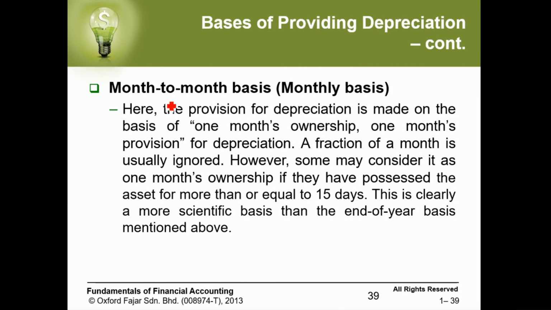Okay, when we are talking about year-to-year basis, it means if we bought the asset in January, it will be the same as if we bought the asset in December. In both ways, we are just going to calculate the depreciation for the whole year. But on a month-to-month basis, if you bought the asset in January, it's different from if you bought the asset in February.